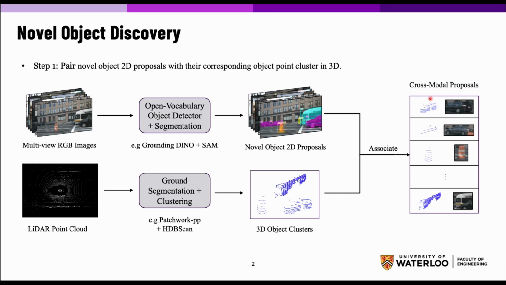So let's see how we go about doing this. The first step is to pair novel 2D proposals with their corresponding clusters in 3D. So I mentioned before, the first step is to get these 2D proposals.